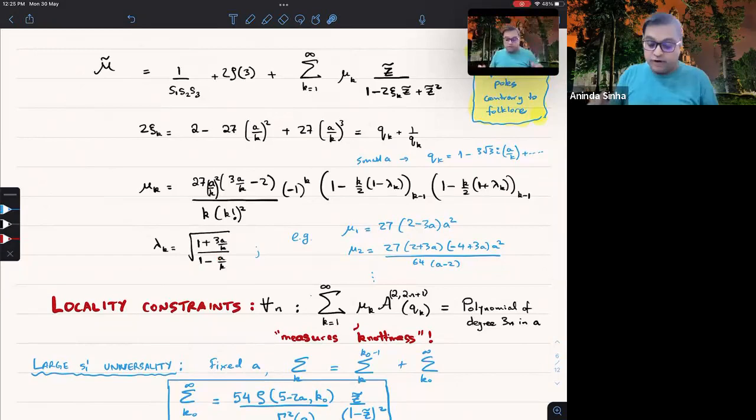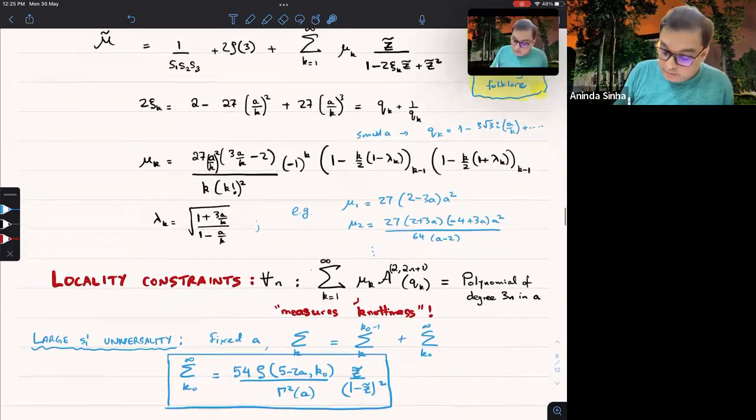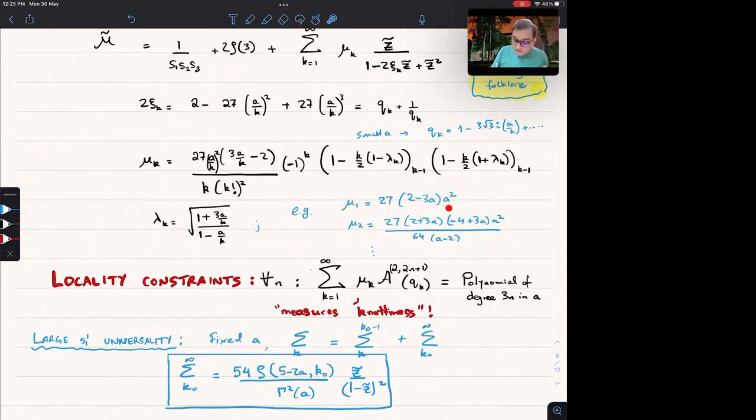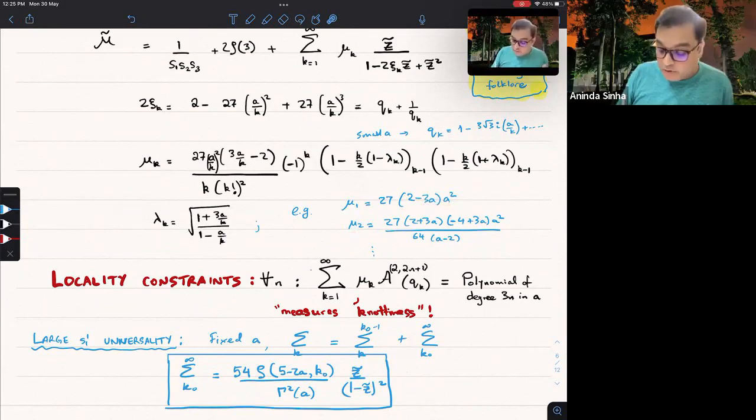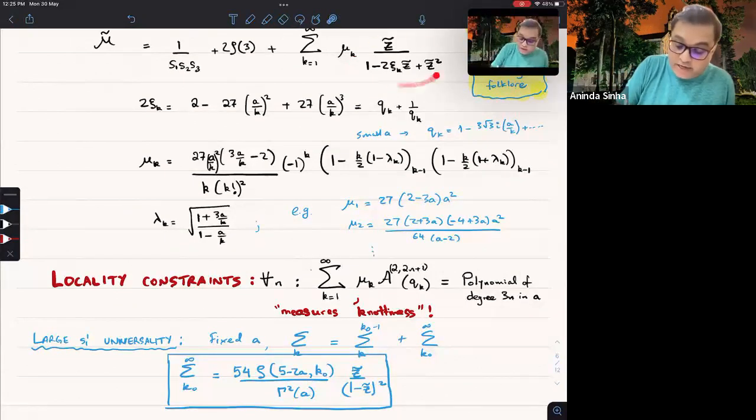For example, I've listed out specific examples. Mu1 is this. Mu1 does not have a pole. So level 1 does not have a pole. That's an interesting thing. From level 2 onwards, you get multiple poles. Level 2 has a simple pole at a equal to 2. Level 3 has a double pole at a equal to 3, and so on. That is the structure of these mu k's which weight this kernel.